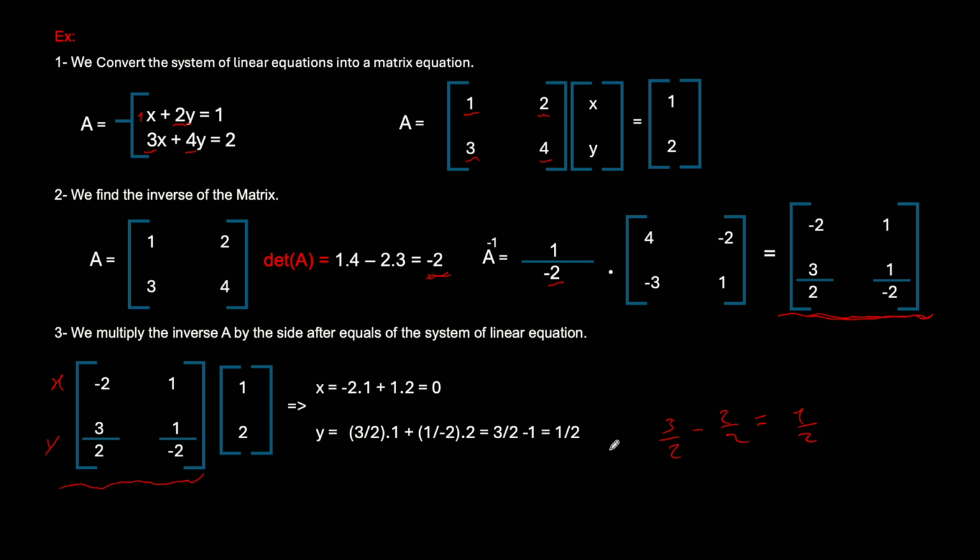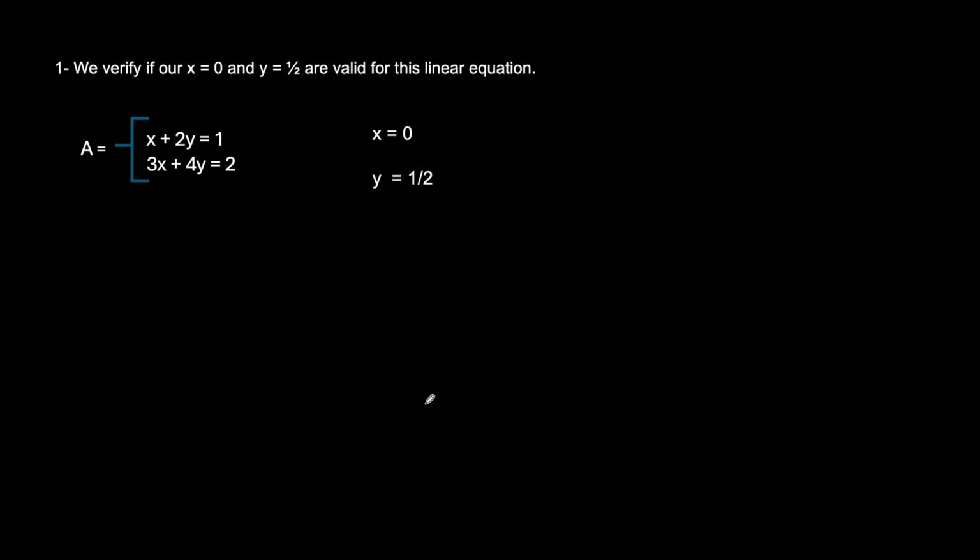Okay, and this is the solution. So we get as a solution x equals 0 and y equals 1 over 2. Let's see, we can also verify if our solutions are correct or not.